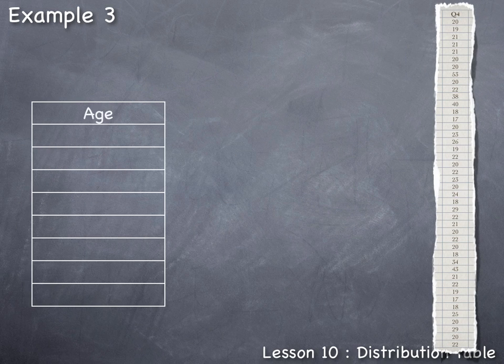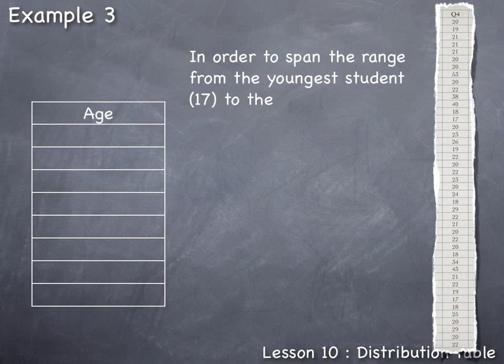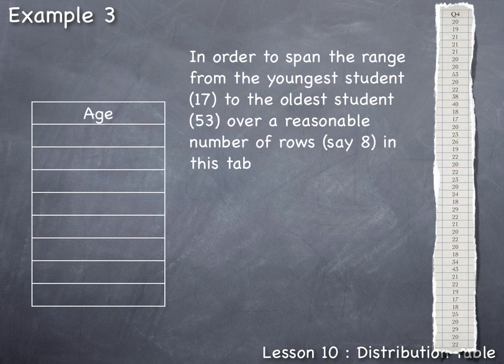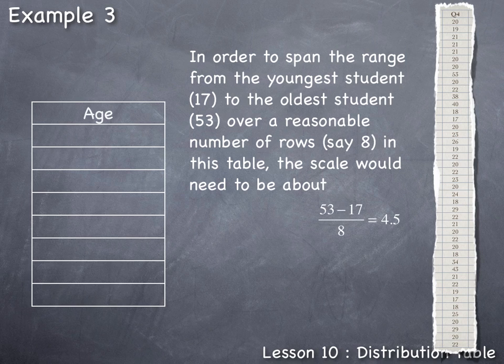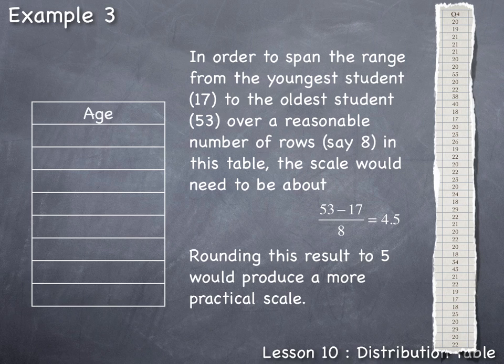So, several things need to be considered in order to determine the best way of grouping the data in our distribution table. In this case, in order to span the range from the youngest student to the oldest student over a reasonable number of rows, let's say 8, in this table the scale would need to be about 53, which is the maximum data value, minus 17, the minimum data value. This gives us the 36-year spread, divided equally amongst the 8 rows that we'd like to include in our table, gives a scale of about 4.5. But counting or grouping ages 4.5 years at a time isn't very convenient. So rounding this result to 5 would produce a more practical scale.